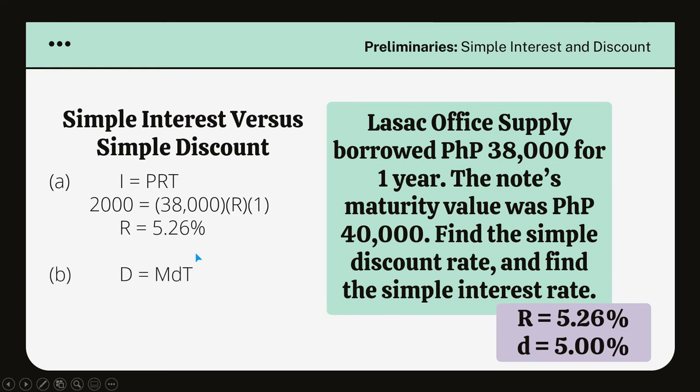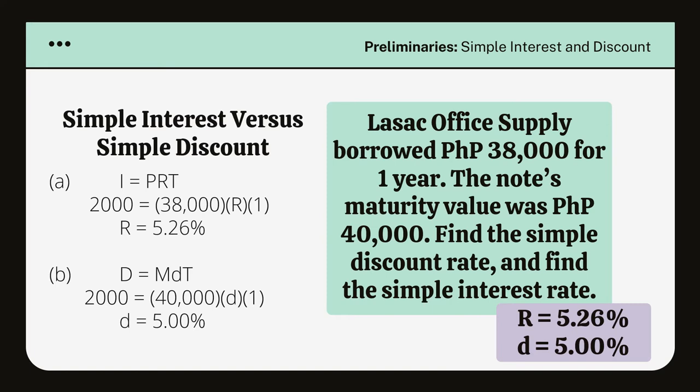Now, kapag dito naman sa part B, D is equivalent to MDT, yung 2,000 natin is equivalent to 40,000 multiplied by D multiplied by 1. Why is it 40,000 and not 38,000? This is because ang hinihingi natin dito is yung maturity value. So, D now is equivalent to 5%. Okay, the results may be surprising. So, we might have expected that the rate would be the same either way because tulad nga nung sinabi natin nung una, parang medyo nabaliktad lang yung ating understanding sa kanya.